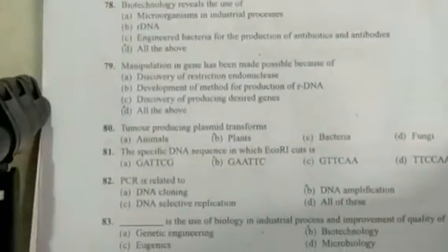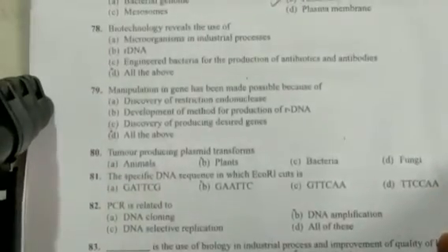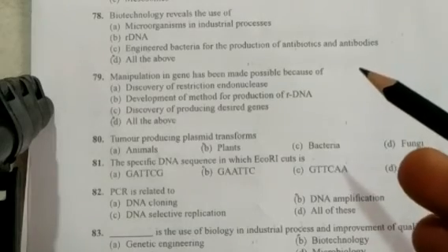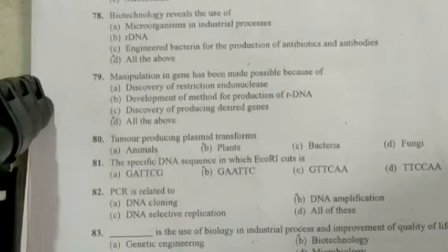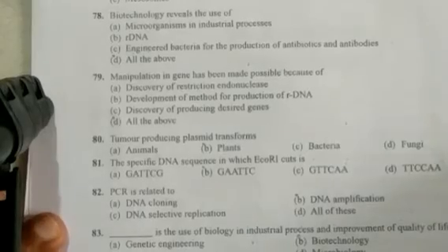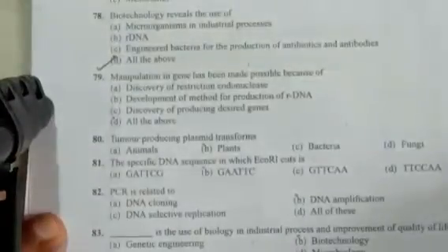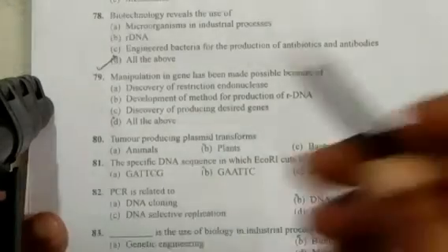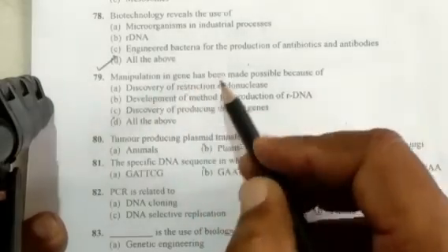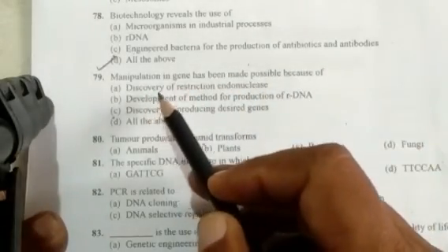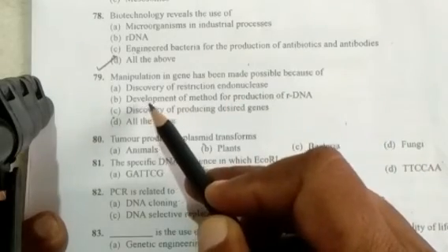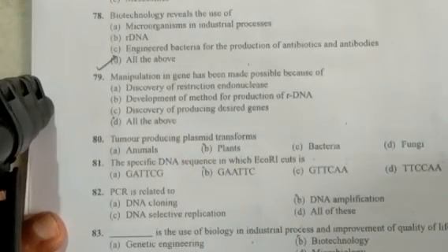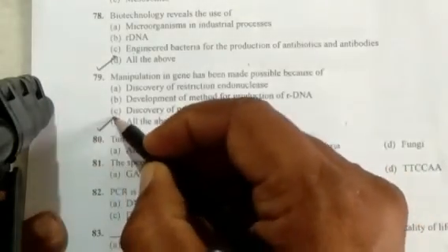Next, which is that biotechnology involves the use of microorganisms in industrial process, correct. rDNA, recombinant DNA, also correct. Engineering bacteria for the production of antibiotics and antibodies, also correct. So thereby it has many applications. All of the above is the correct answer. Next, manipulation in gene has been made possible because of A, discovery of restriction endonuclease, correct statement. B, development of method for producing a recombinant DNA, that's also a correct statement. C, discovery of producing the desired gene, also correct. Thereby all options are correct.